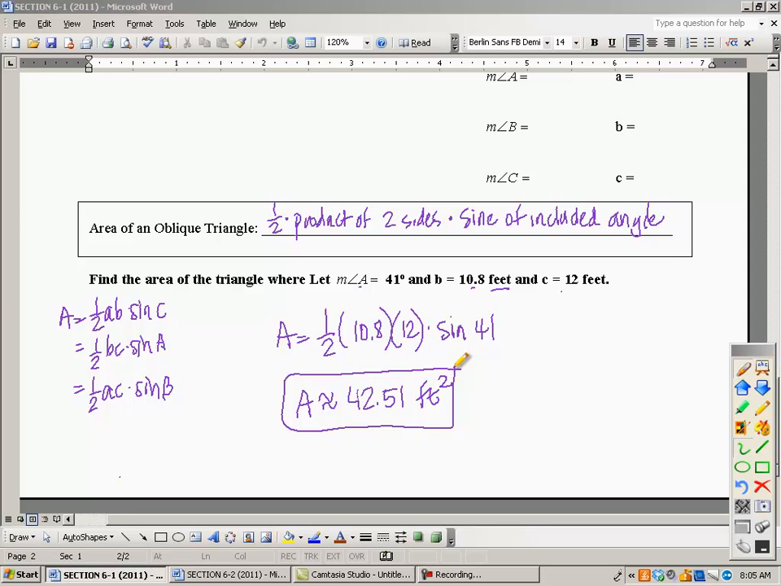That's it for section 6.1. So law of sines, we're going to give you quite a lot of practice on that today, and then we'll do law of cosines tomorrow.